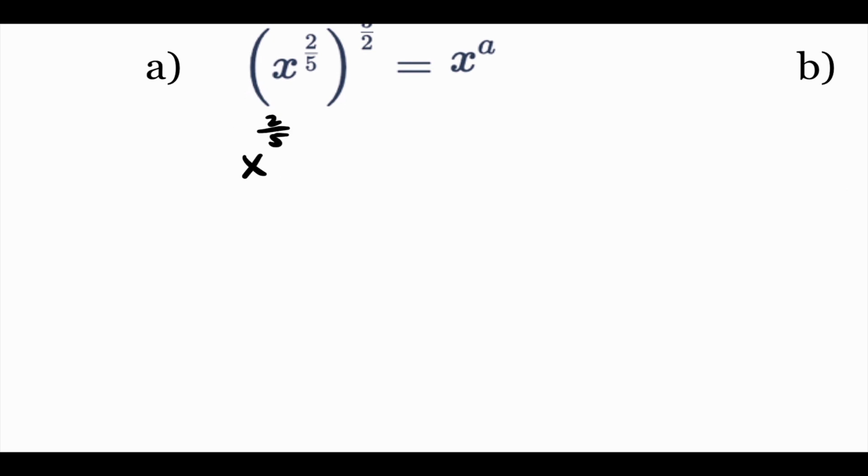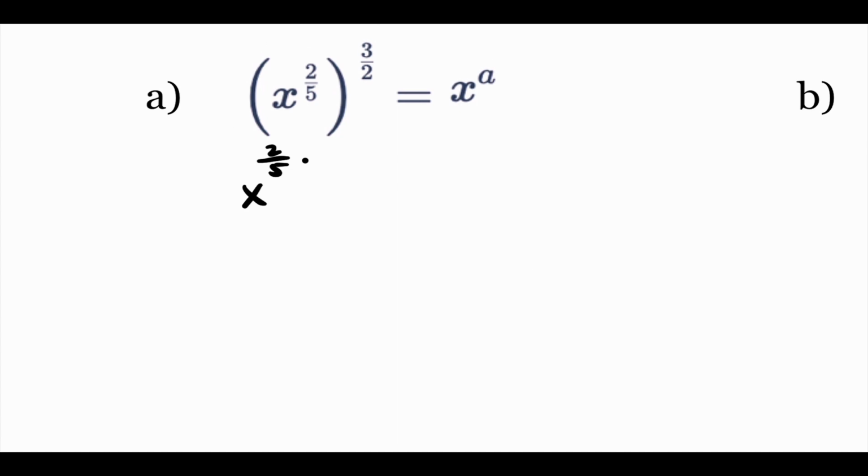X to the 2/5 times 3/2. How do we multiply fractions? Close. Straight across. Yeah, we don't do the butterfly. If there was an equal sign in between instead of multiply, we would do butterfly, but this one we just do straight across. So 2 times 3 is 6. 2 times 5 is 10.